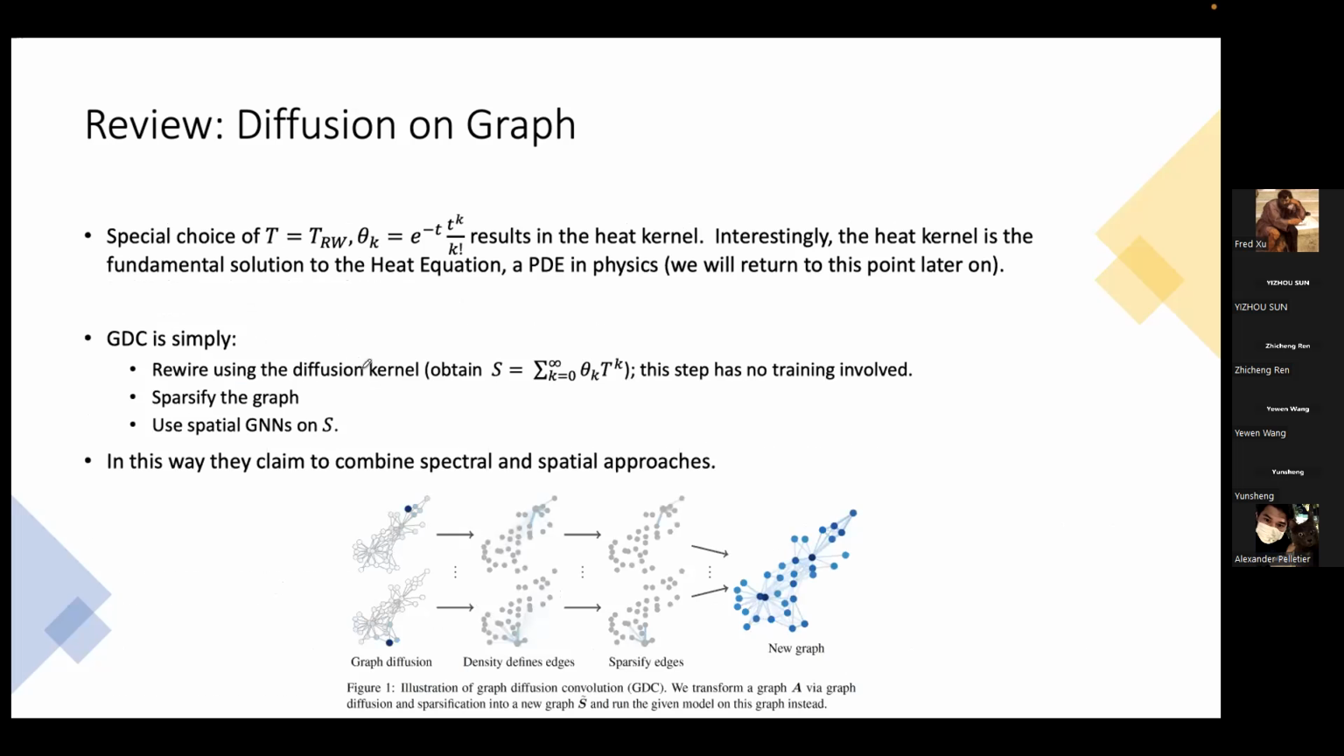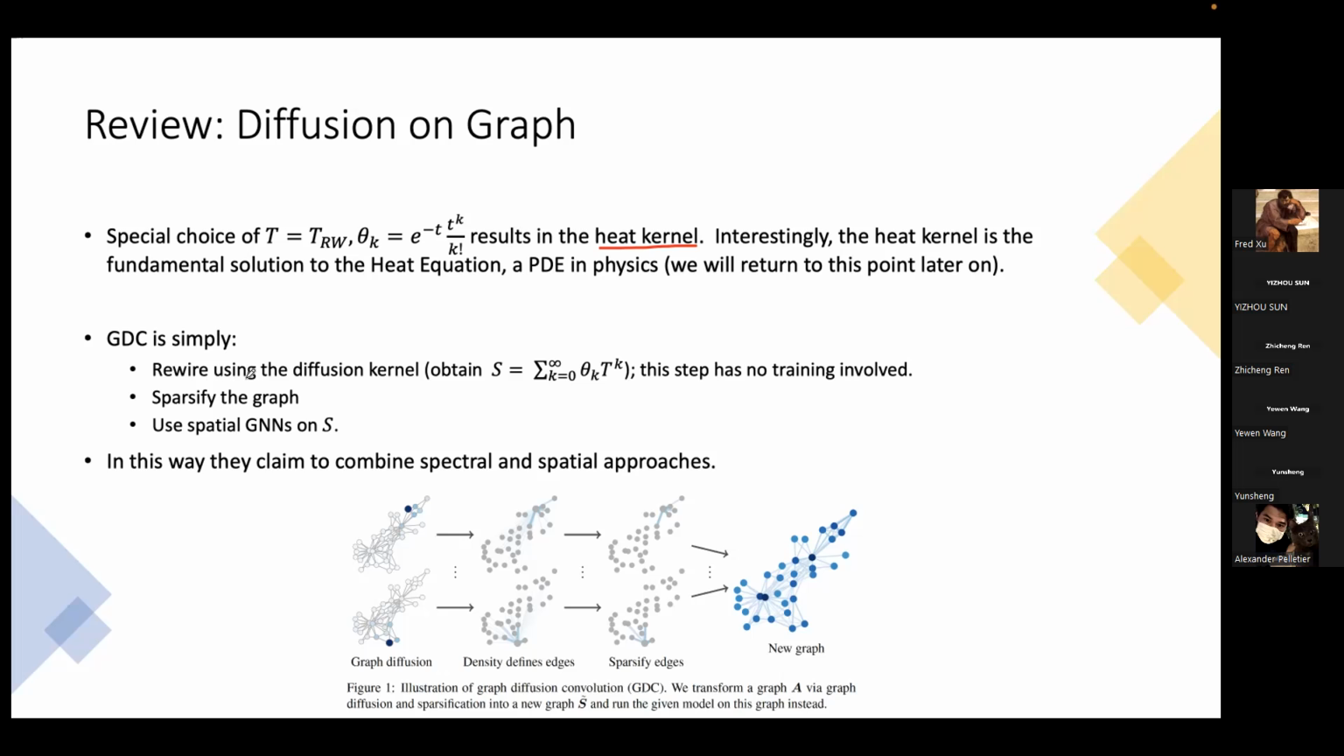sum. The special case of this results in the heat kernel. This is basically screaming at you that this has something to do with PDEs, because the heat equation's fundamental solution in PDE is the heat kernel. Later on, you will see some ideas on using this framework to reason about GNNs. The paper Graph Diffusion Convolution basically does this.